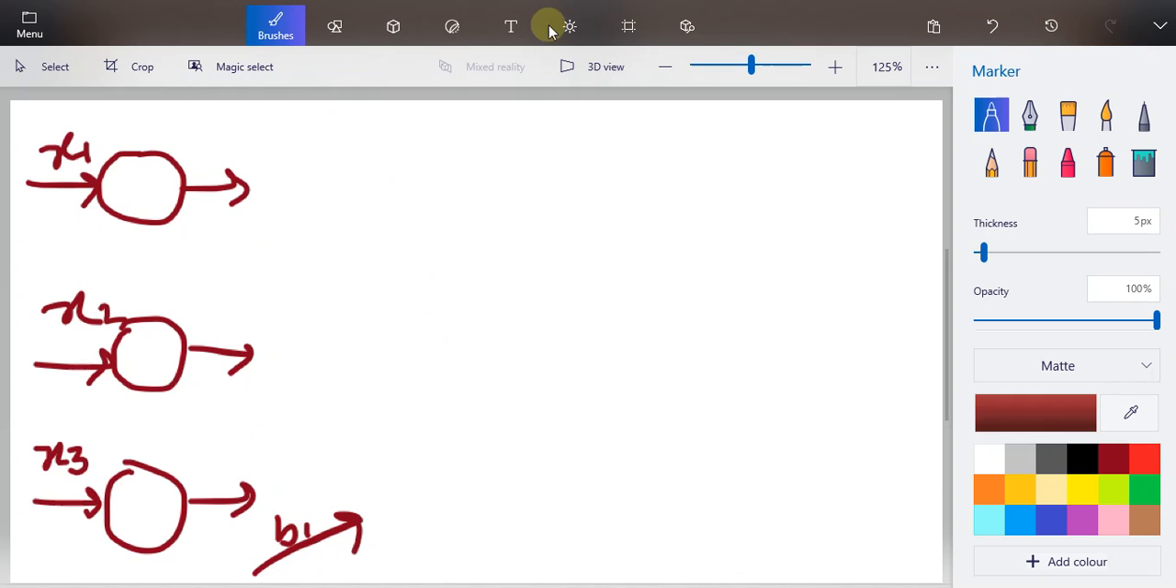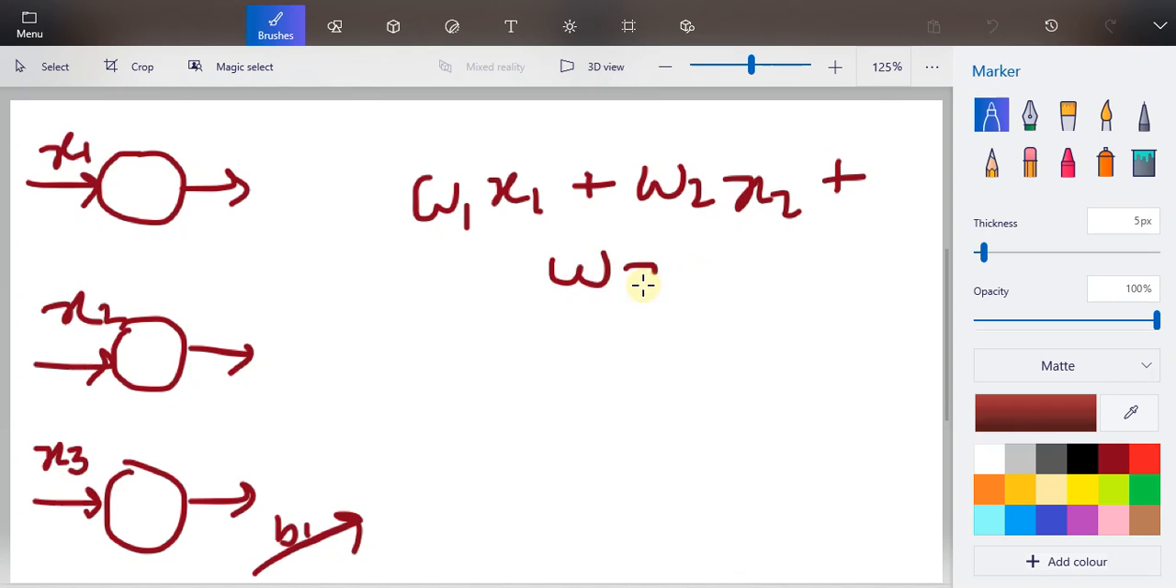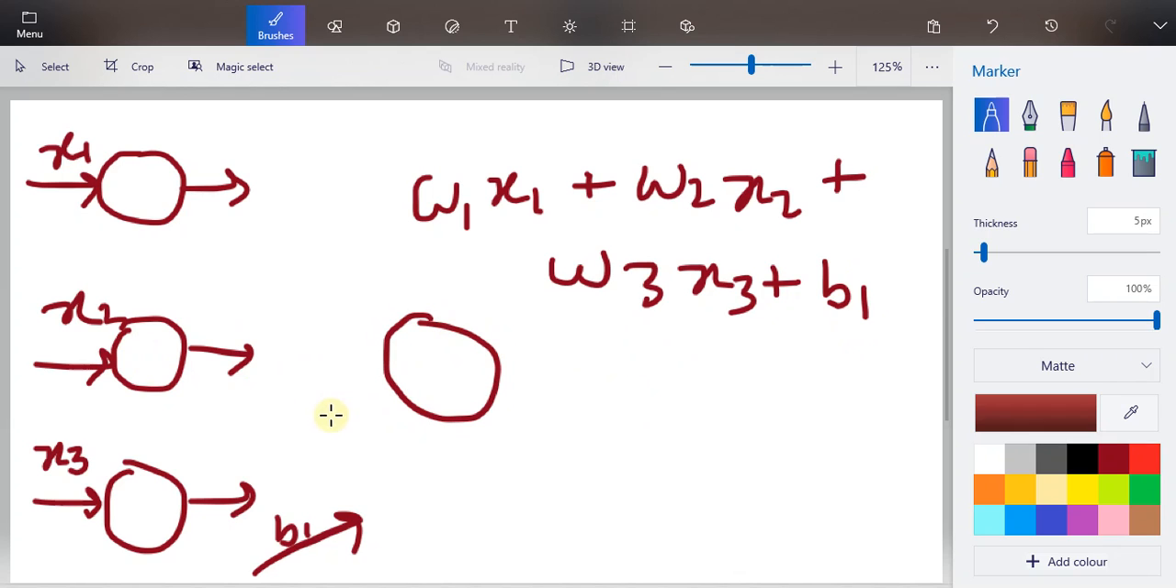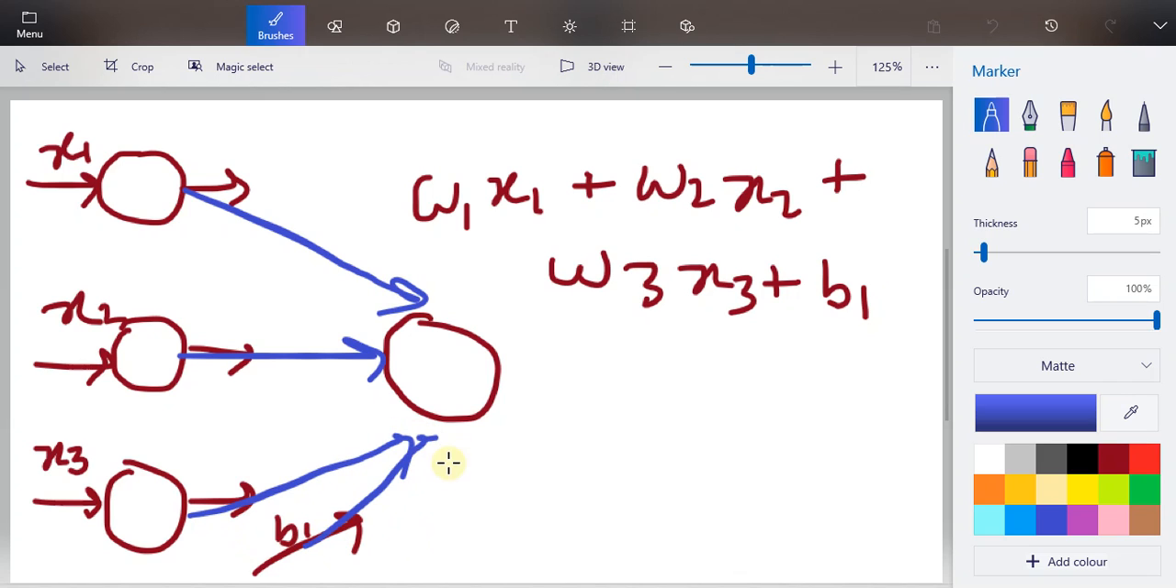So the summarization will be something like this: w1 x1 plus w2 x2 plus w3 x3 plus b1. So if this is the next layer, then these x1, x2, x3 are coming, these weights are being multiplied and the bias is also coming. If I do the summarization of everything, then this is the result.